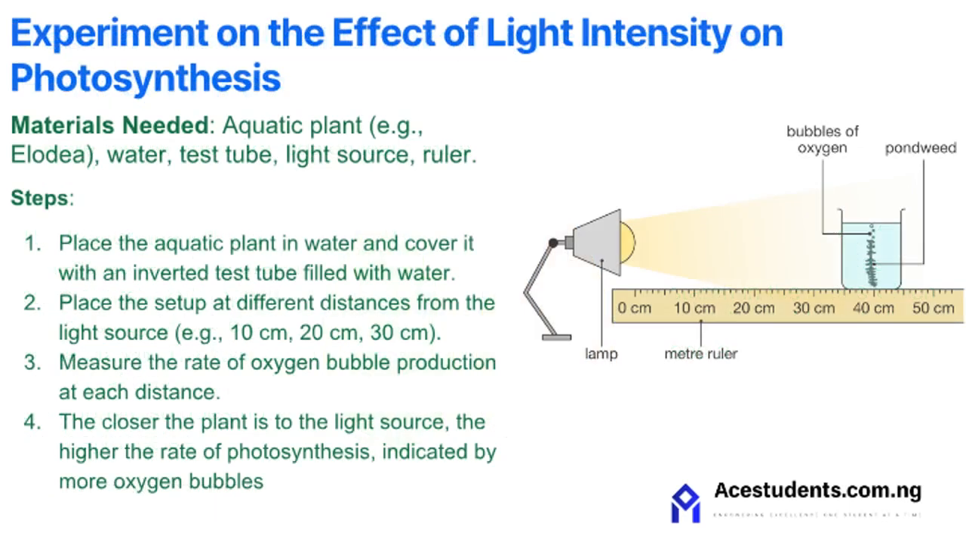We can study the effect of light intensity on photosynthesis using the following steps. Place the aquatic plant in water and cover it with an inverted test tube filled with water. Place the setup at different distances from the light source, for example 10 cm, 20 cm, 30 cm. Measure the rate of oxygen bubble production at each distance. The closer the plant is to the light source, the higher the rate of photosynthesis, indicated by more oxygen bubbles.